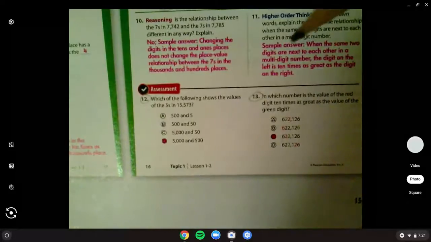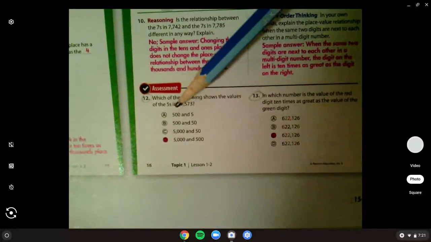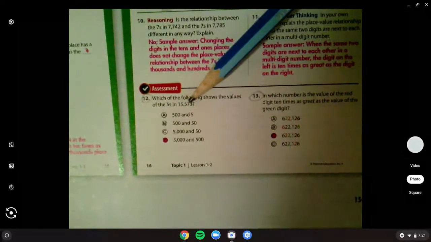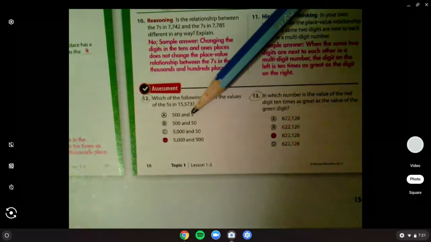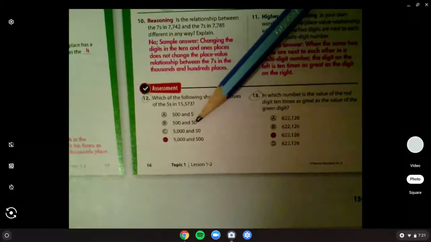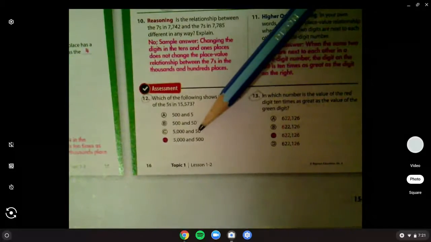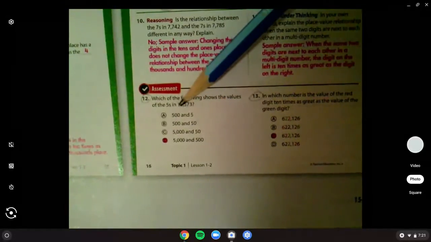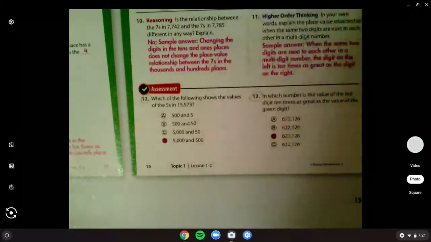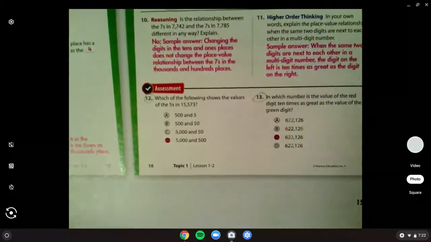All right, and we have 12 and 13. Which of the following shows the values of the 5s in 15,573? Well, it does show 500, but it doesn't show 5. It doesn't show 50 for that one. It doesn't show 50 again, so it's not this one. It does show 5,000, and it does show 500. So D was our answer for 12.